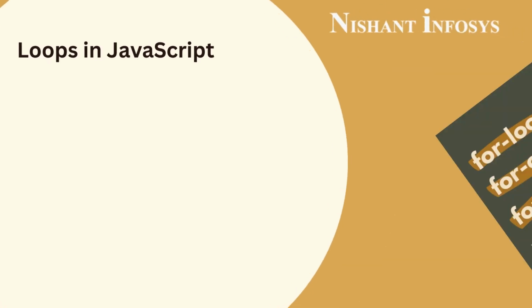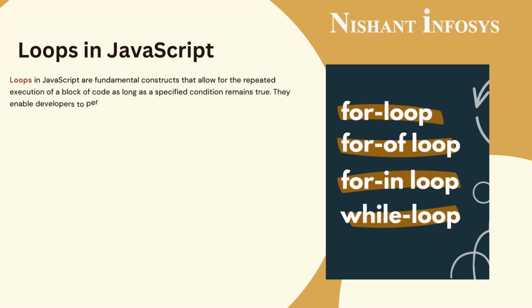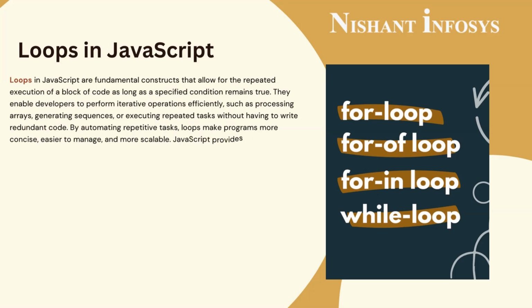Next, we will discuss about loops in JavaScript. Loops in JavaScript are fundamental constructs that allow for the repeated execution of a block of code as long as a specified condition remains true. They enable developers to perform iterative operations efficiently, such as processing arrays, generating sequences, or executing repeated tasks without having to write redundant code. By automating repetitive tasks, loops make programs more concise, easier to manage, and more scalable.